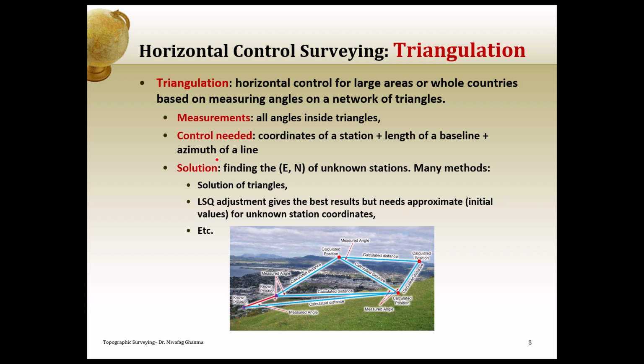So triangulation, as we said before, we are trying to find the horizontal coordinates of unknown points. We want to know their coordinates, easting and northing, precisely, and then give them to the surveyors, whoever is using this utility, as horizontal control points for their works in surveying or other things. So the application area is large, usually large areas or whole countries.